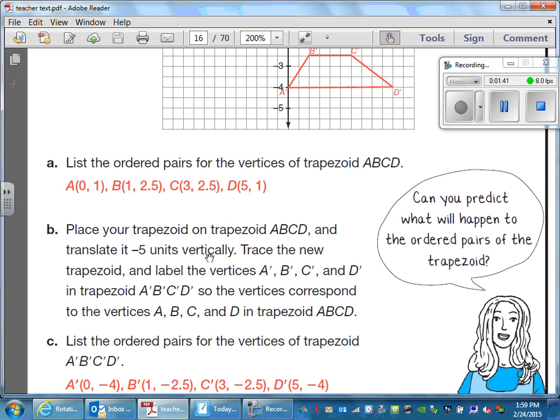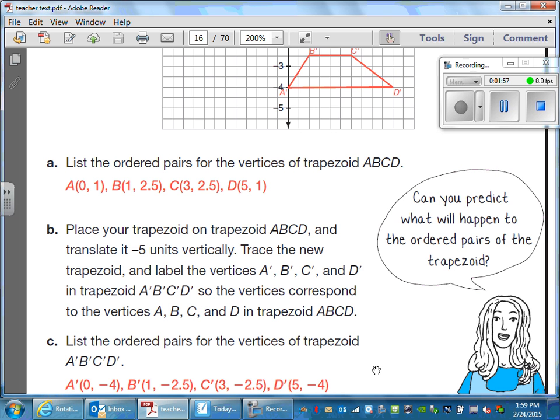So when we do a vertical change, the y changes. So 1 minus 5 is -4. 2.5 minus 5 is -2.5. You should start to see the pattern.